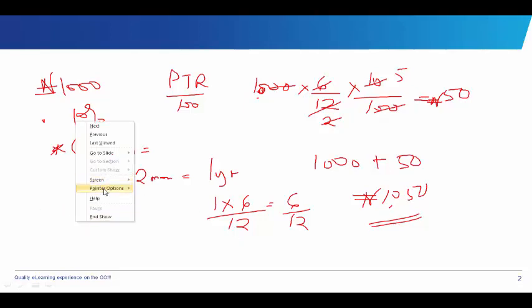Now for some questions, you might be given the interest, and you are told to find the principal, but you'll be given the time and the rate. So this is also very simple to work with. Let's say you have the interest of 50 naira and you're given the time to be 6 months, which is 6 over 12 if you convert it to years, and the rate is 10%, and we're looking for the principal. Let's call the principal P.